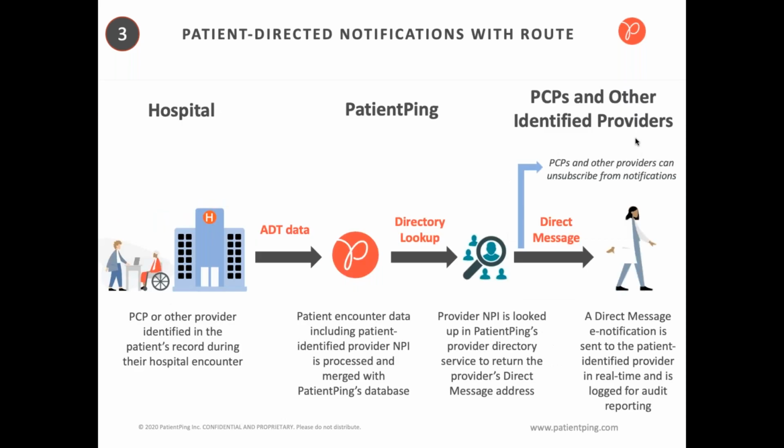The required real-time notifications that must be sent to patients' PCPs or other patient-identified providers are sent with the direct messaging component of Route. Patients identify their PCP or any other provider they deem as being primarily responsible for their care during their hospital encounter. Once that information is recorded in the hospital EHR, that data will be included in the ADT feed sent to PatientPing. When PatientPing receives that ADT data, which now includes the identified PCP or other provider information, we look up that PCP's or other provider's MPI in our own proprietary directory, as well as our partner directories, to return that provider's direct message address.